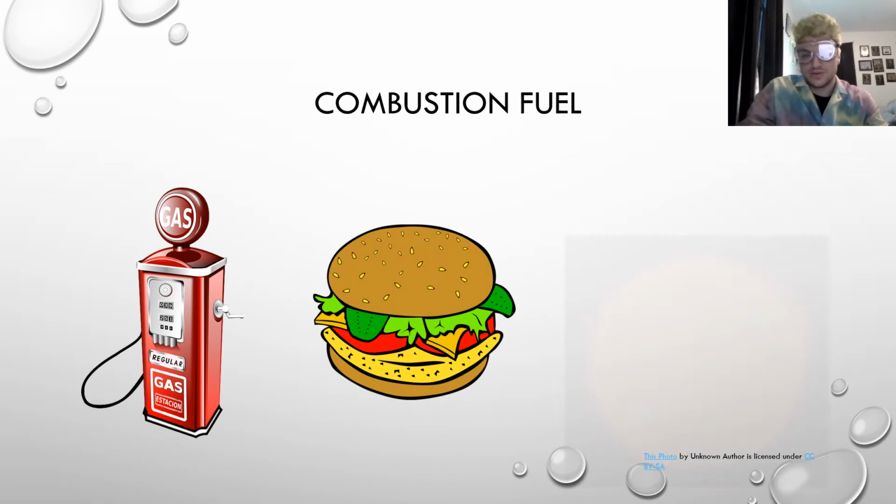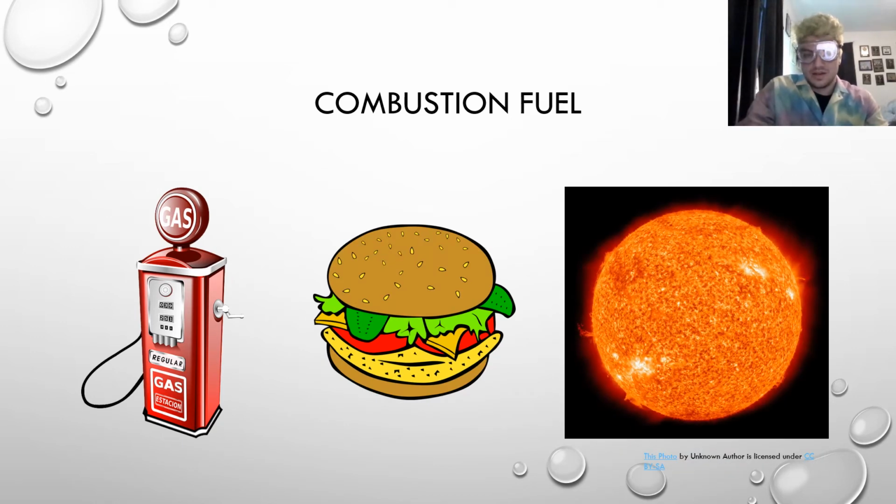And why is that important? Why do we care about that? Well, combustion products are things that we see every day. You use them in your car for gas. Food is a combustion product, and the sun uses combustion to provide heat to the entire planet.